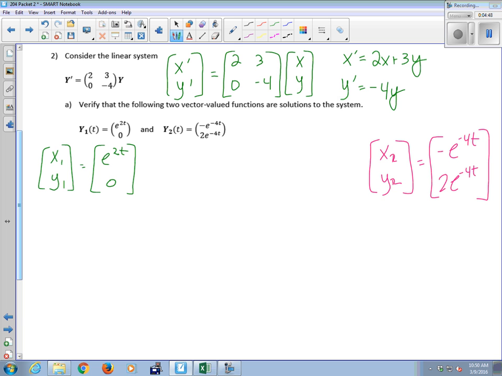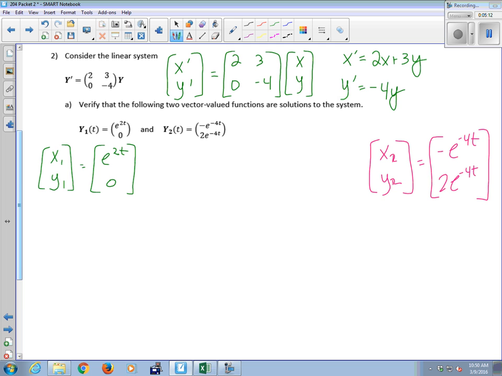So these are solutions, but not general solutions, right? We're just verifying that they're solutions. There might be other solutions. The general solution encompasses all solutions in one equation, but these are two specific solutions.